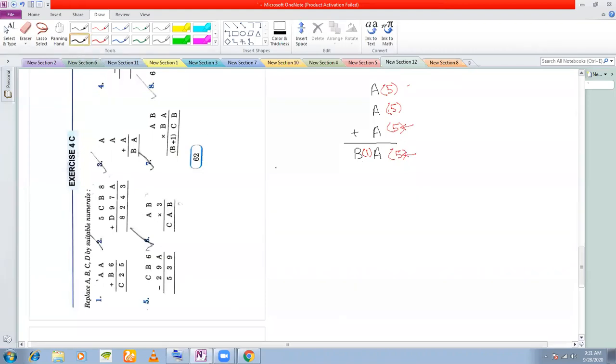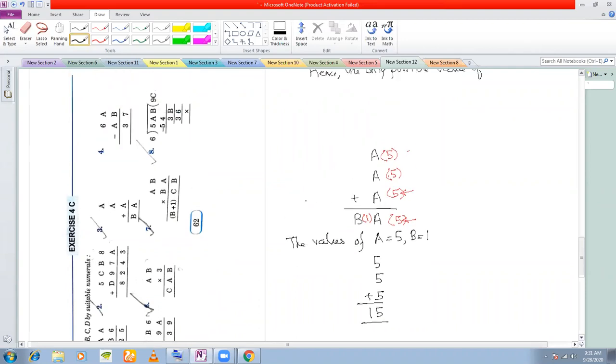So what are the values of A and B? The values of A is equal to 5 and B is equal to 1. And what is the operation here? 5 plus 5 plus 5 will give you a 15. This is the operation that they were wanting.